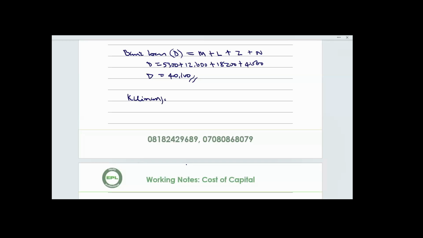Kilimanjaro. So equity value of Kilimanjaro, the same way you calculated the equity value for the proxy. Okay, so the share capital of Kilimanjaro is 4,000 naira. Then par value of Kilimanjaro is 1 naira. 4,000 divided by 1 naira.